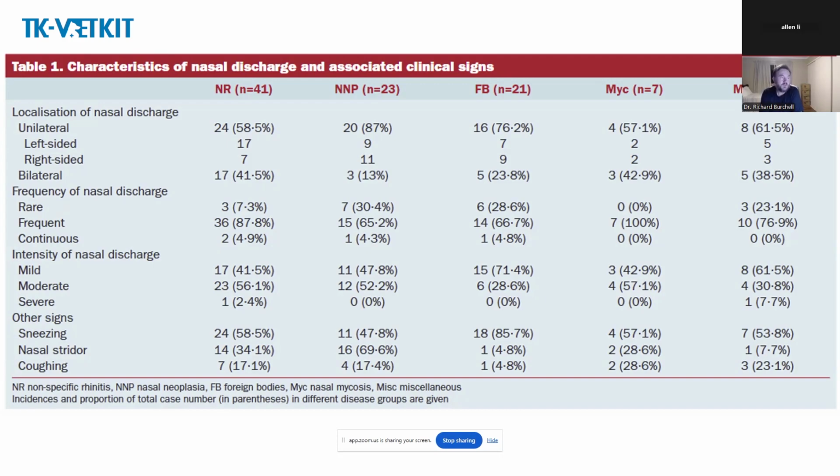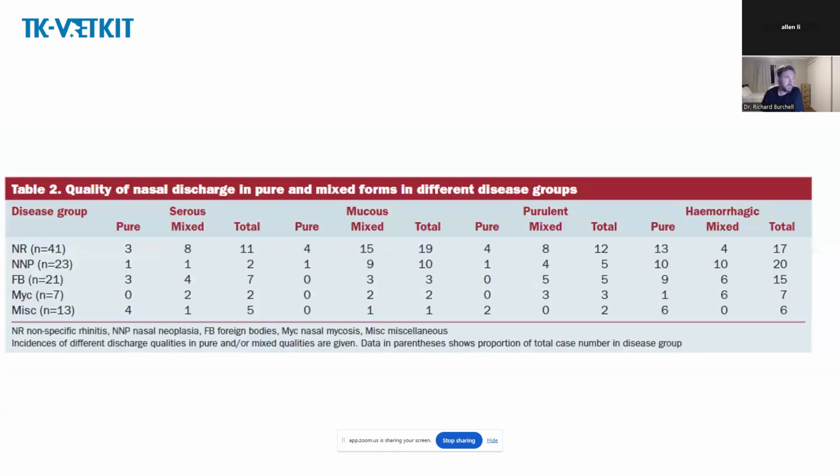And so we can't exclude bilateral disease. We can't exclude a non-specific rhinitis if we have bilateral disease. And we can't exclude a cancer if it's unilateral alone. So these things can help us, but the take-home message is that there's considerable overlap between the signs, the nasal signs, as far as the different nasal diseases go.